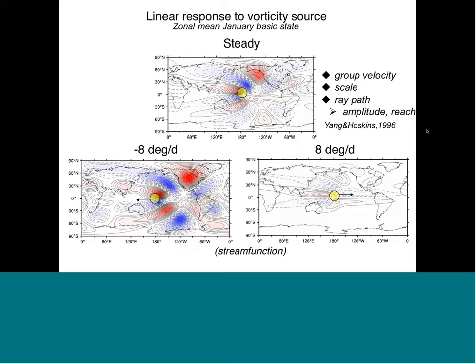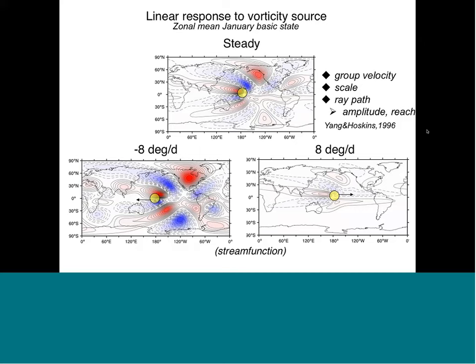But the bottom left-hand panel is showing what happens. This is a snapshot for a forcing on the equator that's moving towards the west at 8 degrees per day, and this is a snapshot when that source is right at 180 west. And so you can see you also get a wave train into mid-latitudes. If anything, it's actually stronger than the steady case, but its structure is somewhat different. And the bottom right panel is the linear response if the source is moving towards the east at 8 degrees per day. And you can see that, again, you get a response, although it's much weaker and the structure is very much different.